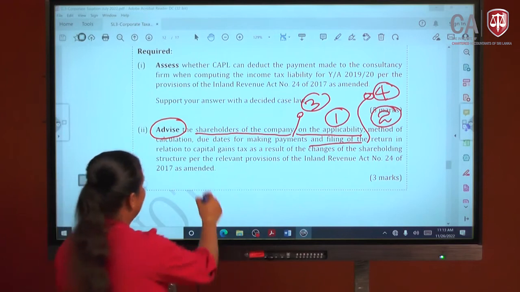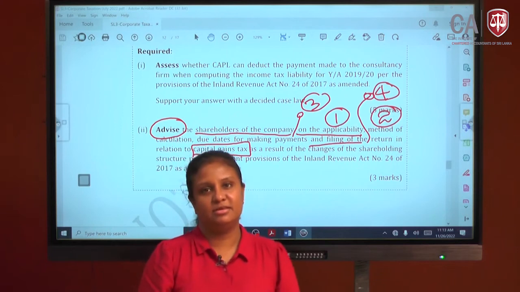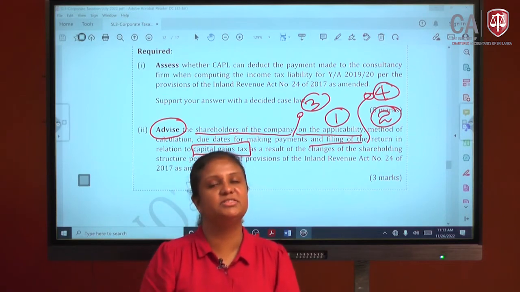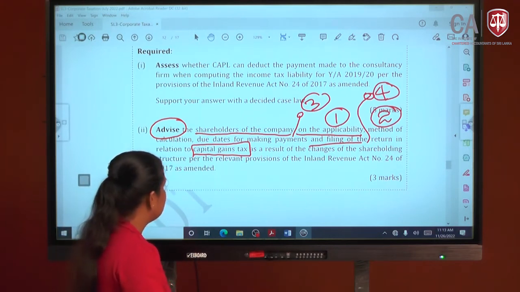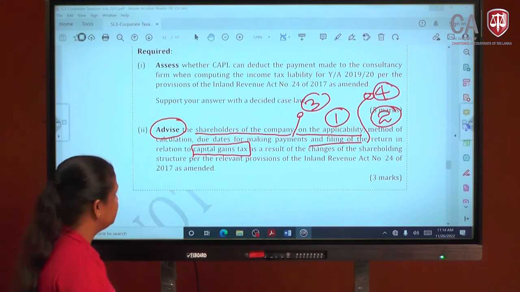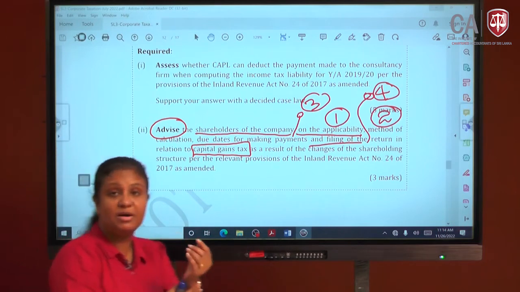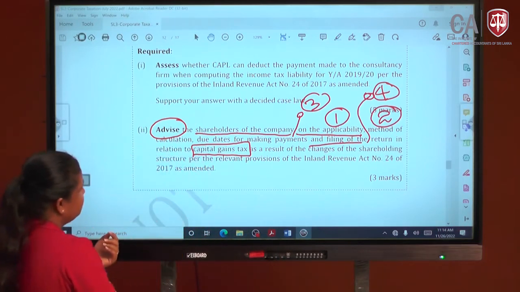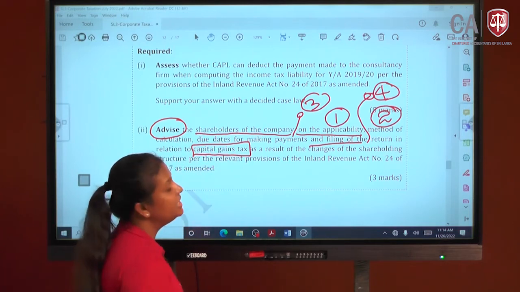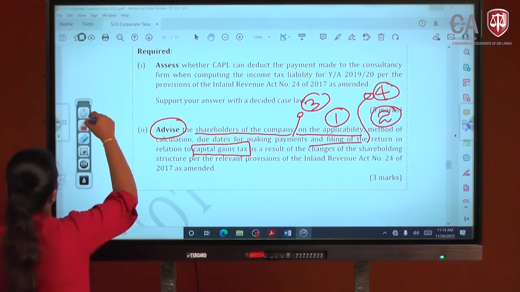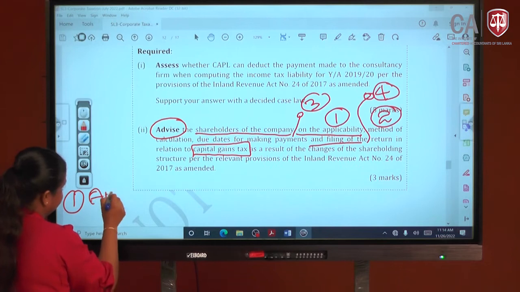In relation to what? Now, my capital gain tax, can't you write this? For 3 marks, the entire 3 marks you can straightforwardly take. As a result of the changes in the shareholding structure, per the relevant provisions of the Inland Revenue Act as amended. The 4 requirements for 3 marks, let me analyze one by one. First one, the advice to the shareholders of the company on the applicability of the capital gain tax.